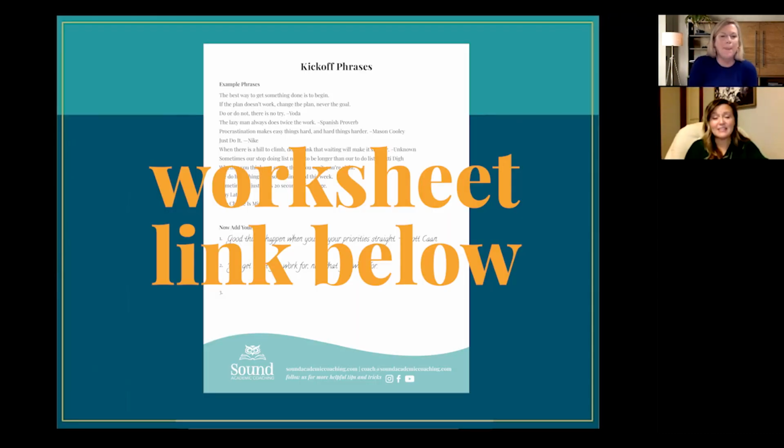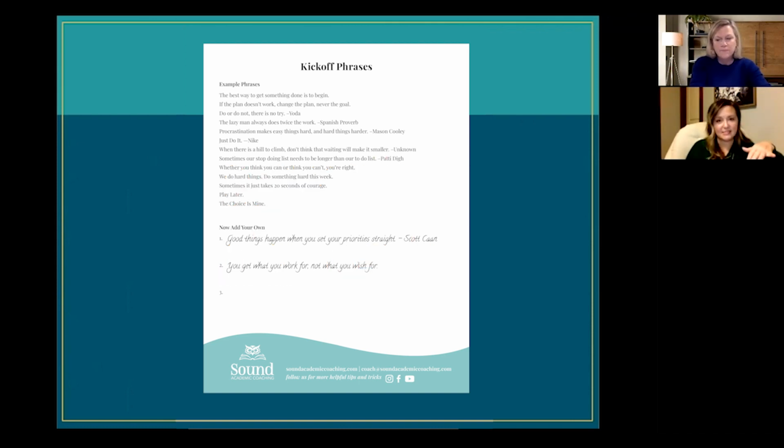Yeah. So for our toolbox strategy, this document helps students figure out what phrase is theirs, what phrase matters to them. We have some common phrases that we find students like, because a lot of times I ask students, what's your kickoff phrase? What mantra means something to you? And they're like, I don't know. I have no idea. They don't really know where to start. So this list is some good ones that kids tend to like. And then we ask students to add their own at the bottom.